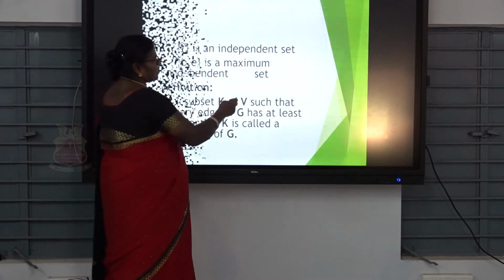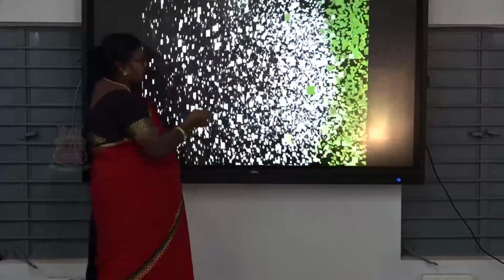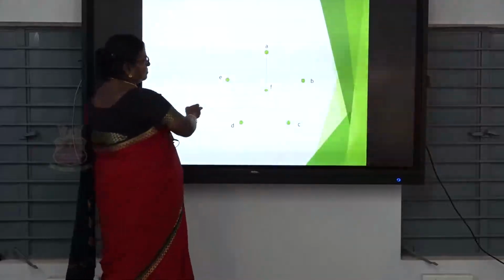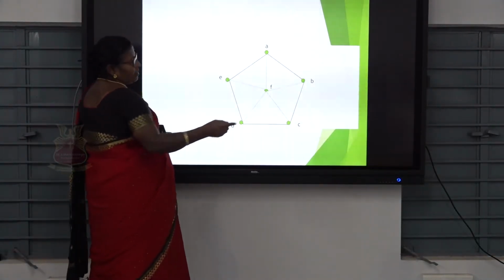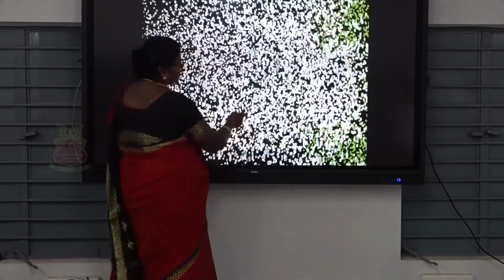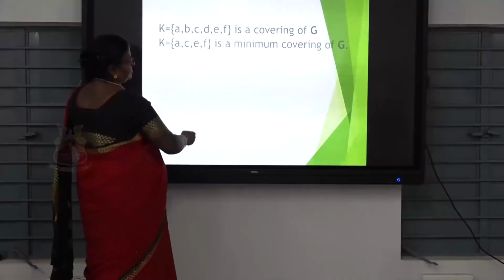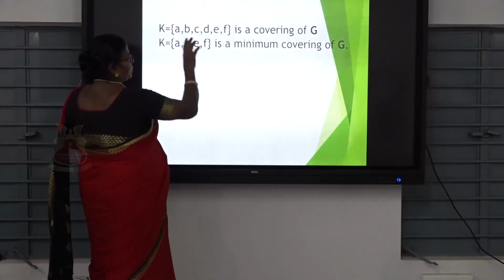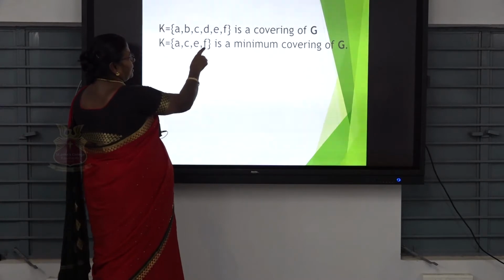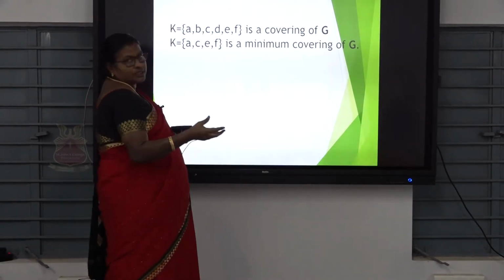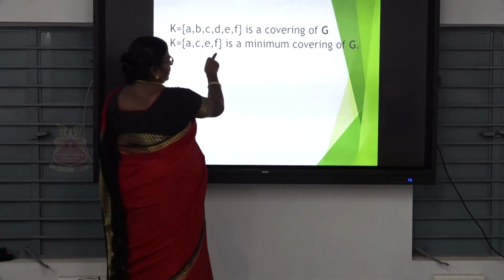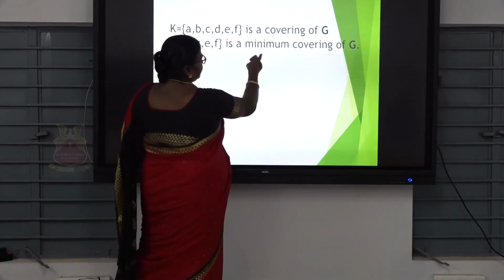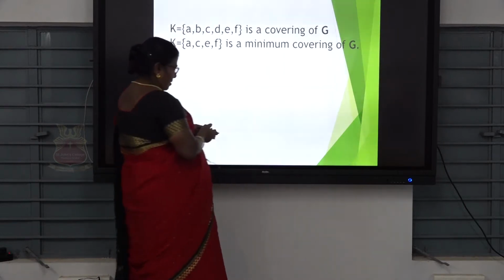You can see some example for that same graph. Here also the same graph. Let us see. We can have the whole set A, B, C, D, E and F, all the vertices, as a covering of G, and at the same time A, C, E, F is also a covering, but this is a minimum covering.